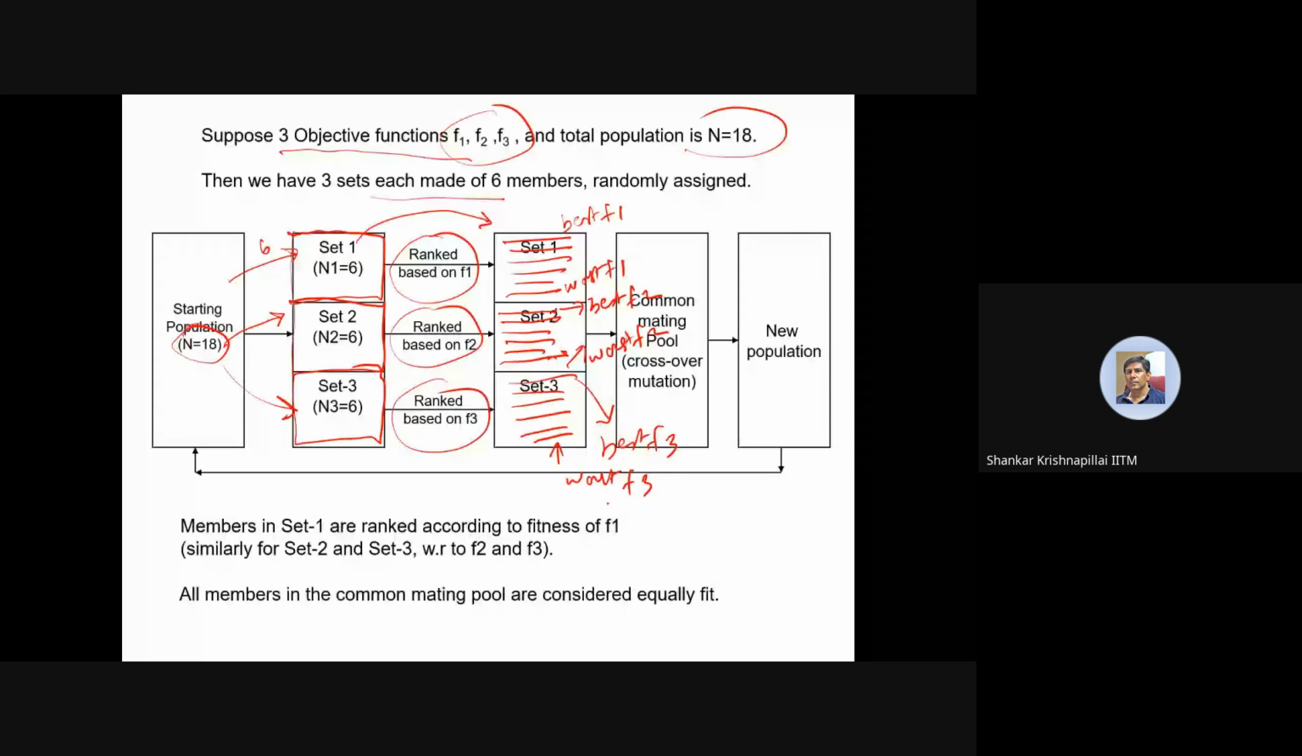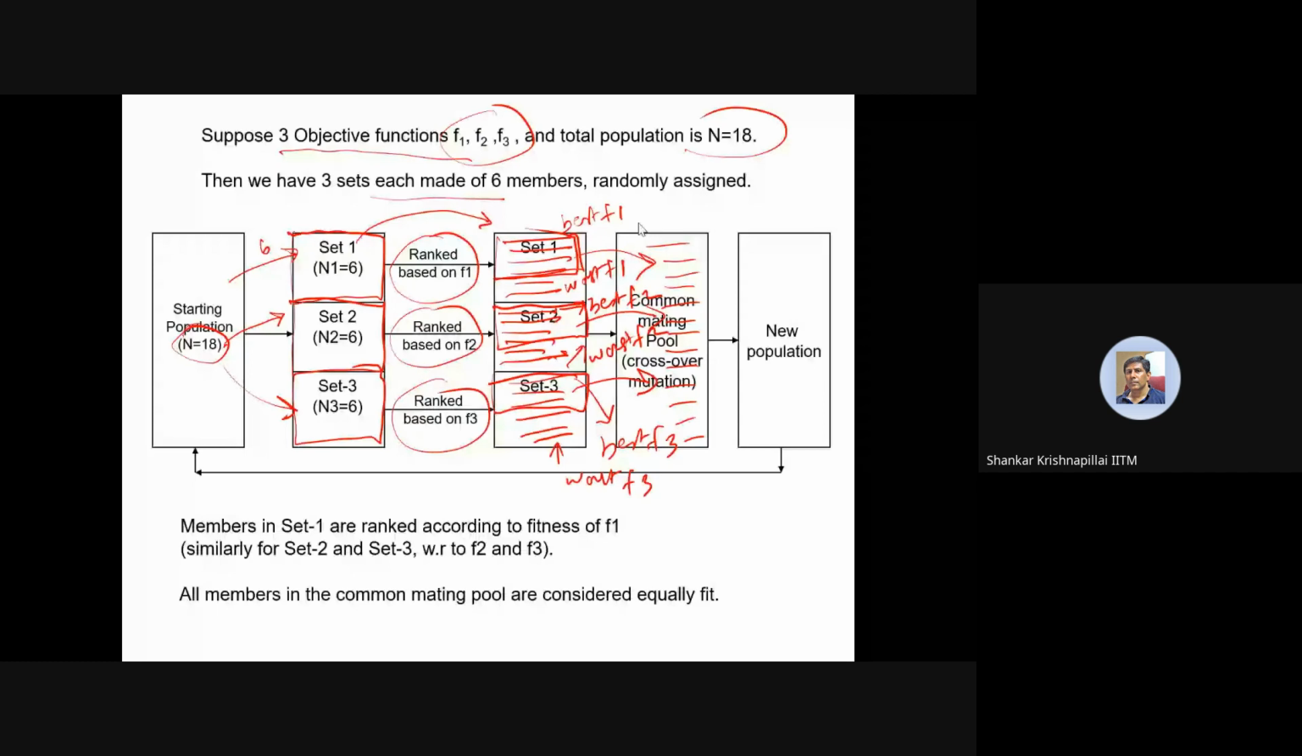Then the best 50% or 60% of each set is put into the common mating pool. So now this common mating pool will have the best parents from set 1, set 2, and set 3. So the best parents from the point of view of F1, F2, and F3 are all put here.